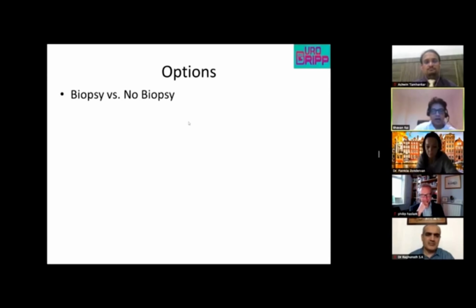So I think the issue with renal biopsies is that there is a concern with tumor heterogeneity, and there is a concern with undersampling some of the renal biopsies.